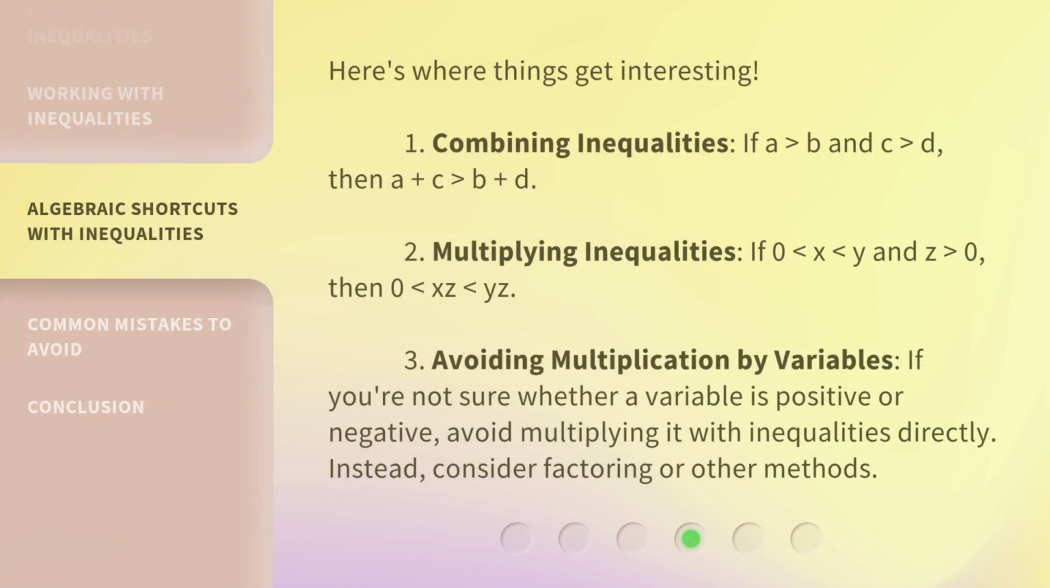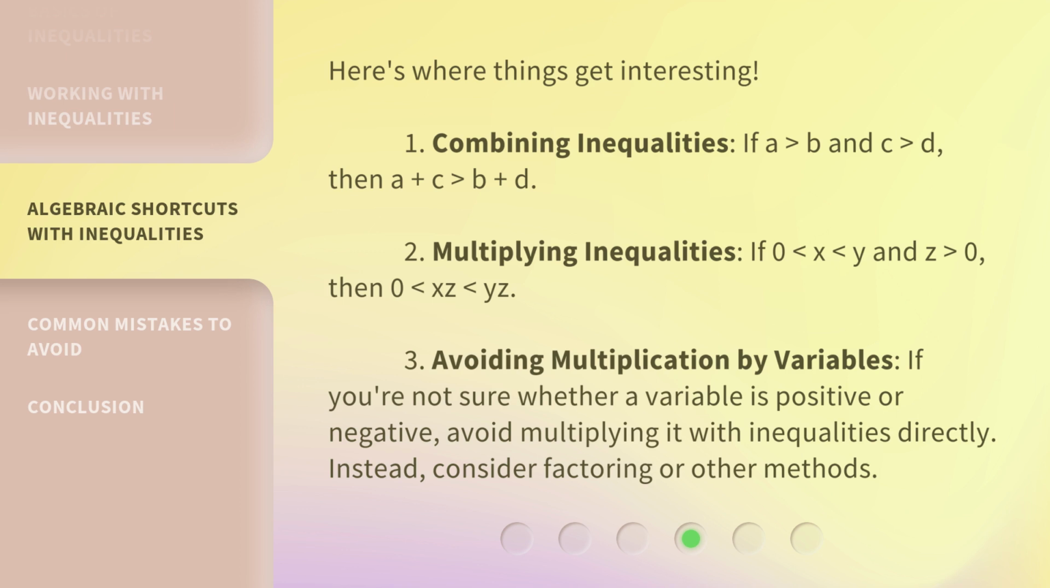Here's where things get interesting. 1. Combining inequalities. If a > b and c > d, then a + c > b + d. 2. Multiplying inequalities. If 0 < x < y and z > 0, then 0 < xz < yz.